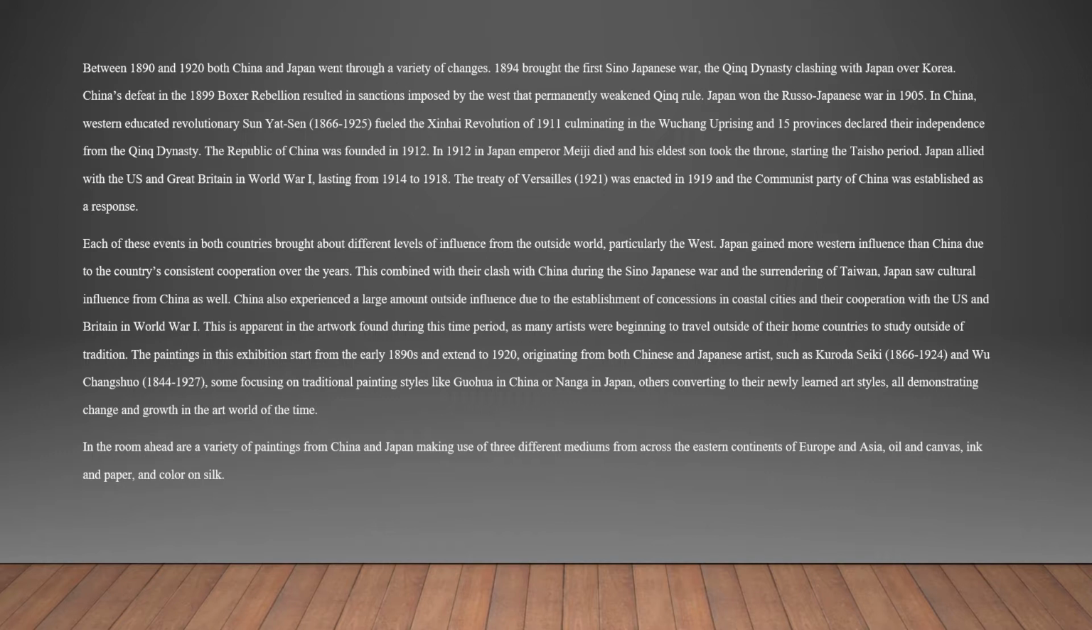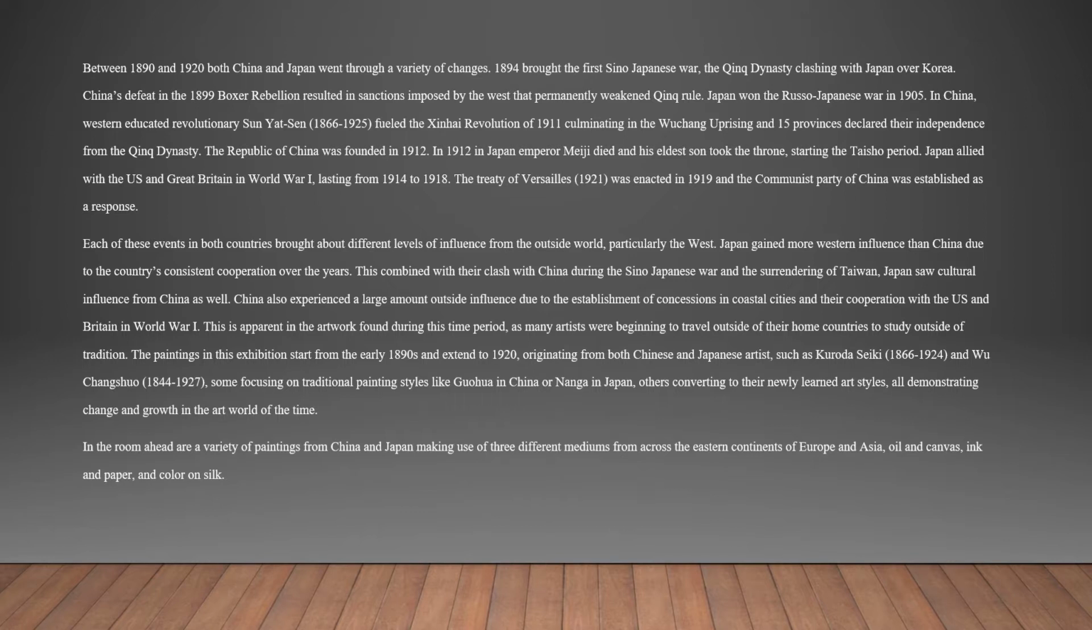In 1912 in Japan, Emperor Meiji died and his eldest son took the throne, starting the Taisho period. Japan allied with the U.S. and Great Britain in World War I, lasting from 1914 to 1918. The Treaty of Versailles was enacted in 1919, and the Communist Party of China was established in response in 1921.